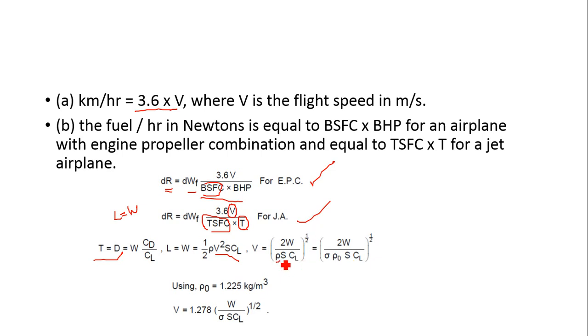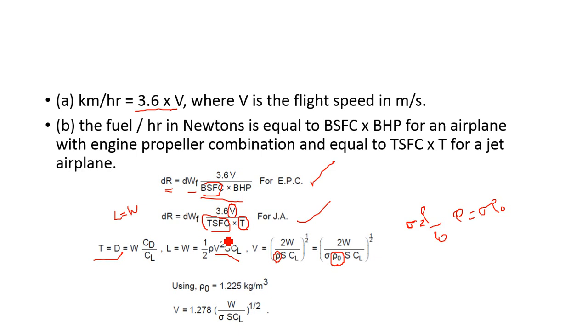And for this rho we can write the density ratio, that is sigma equal to rho by rho naught. So from that, rho equal to sigma into rho naught. So V equals 2W divided by sigma into rho naught into S into CL, the whole power 1 by 2. And this rho naught is the density, because it will fly at certain different heights.